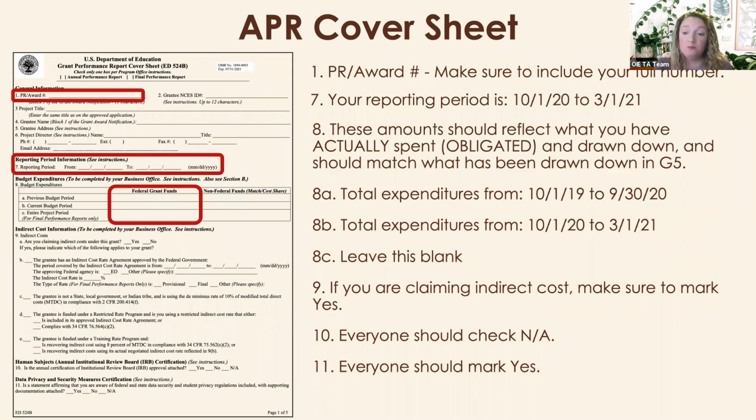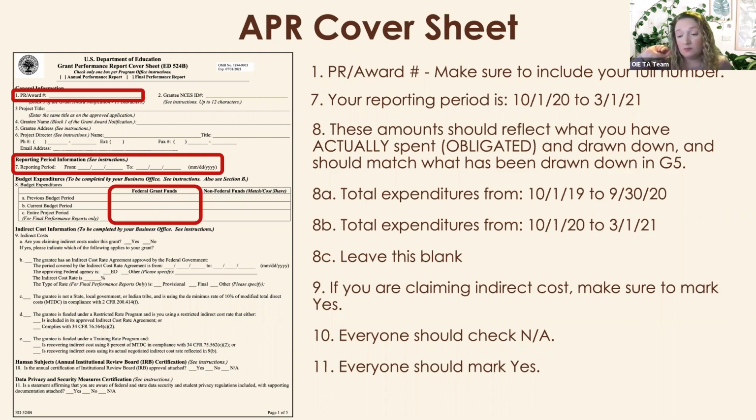When you look at 8B, it's asking for your current year's expenditures. So again, we'll want to know those expenditures from October 1st of 2020 to the end of this current reporting period that you're doing your APR for, March 1st, 2021.